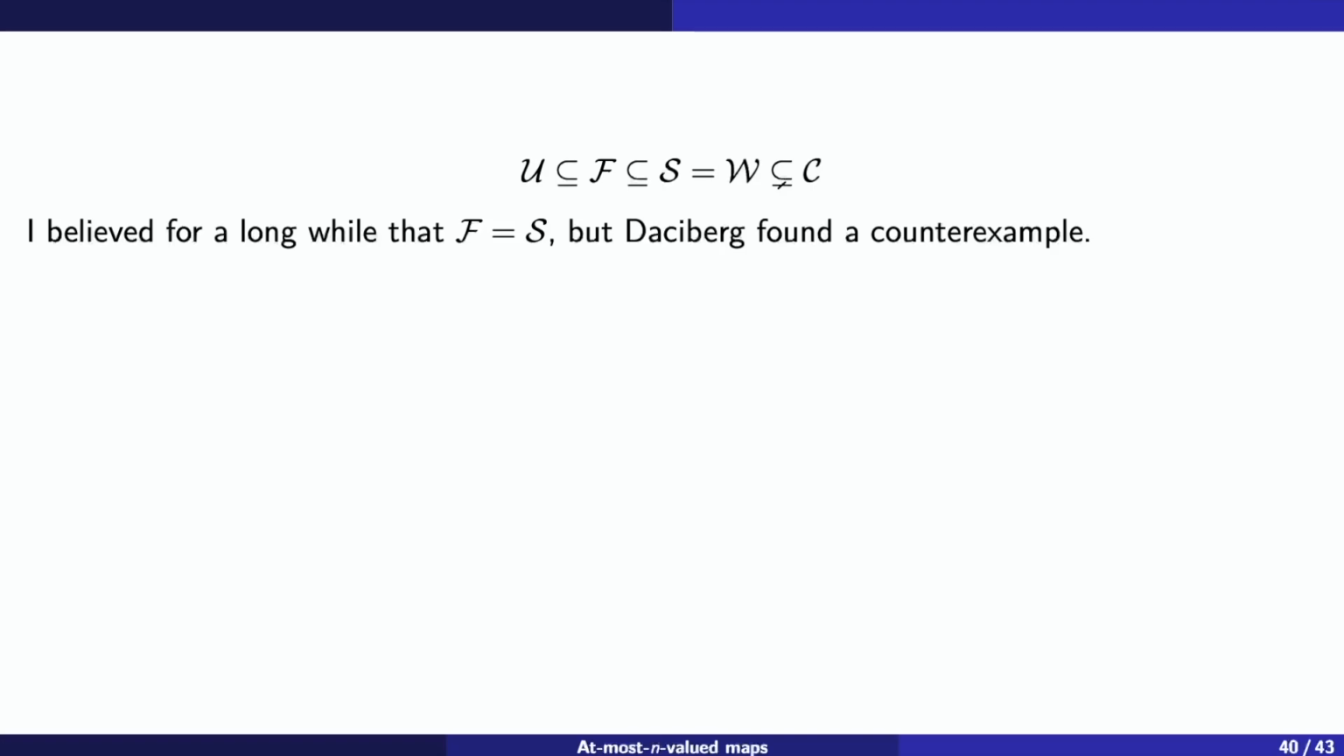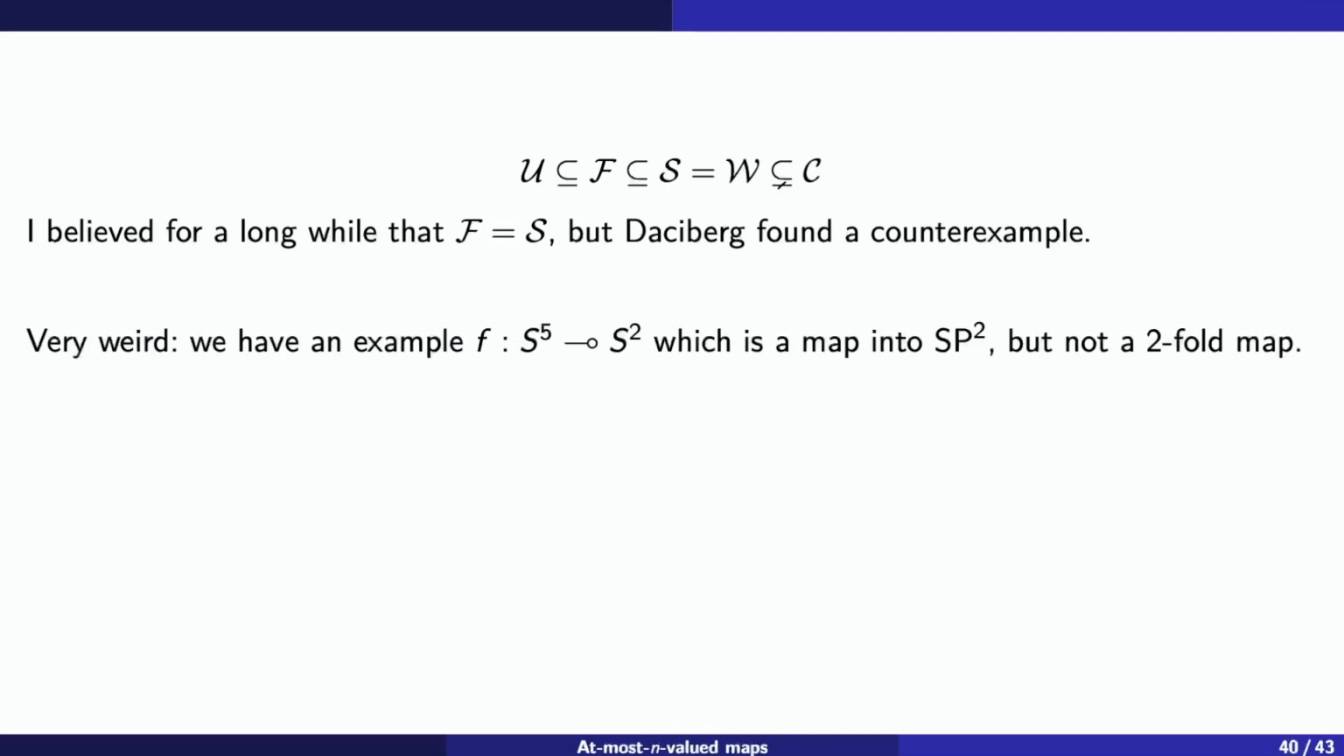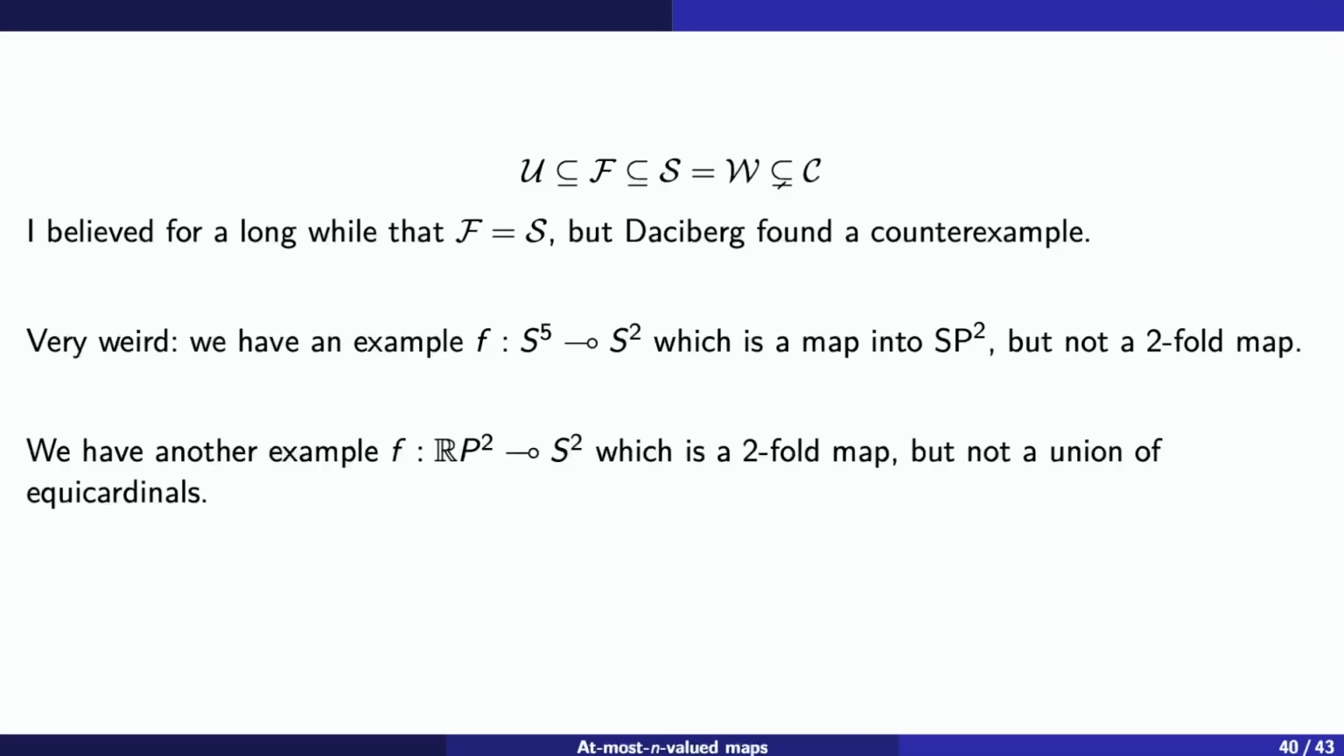So Dassyberg found a counterexample, and it's a weird counterexample. There is an example of an at most 2-valued map from the 5-dimensional sphere to the 2-dimensional sphere. We can show that it is a legal map into the two-fold symmetric product, but it's not a 2-fold map in this covering space sense. Very strange, and this is an example I would have never come up with. Dassyberg knows much more about these high-dimensional spheres than I do. And there is another example from RP2, the real projective plane, to S2.